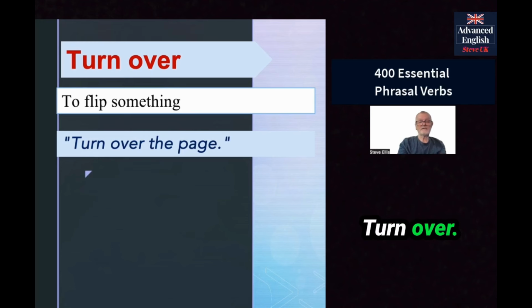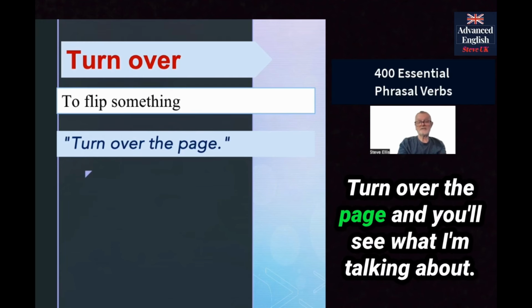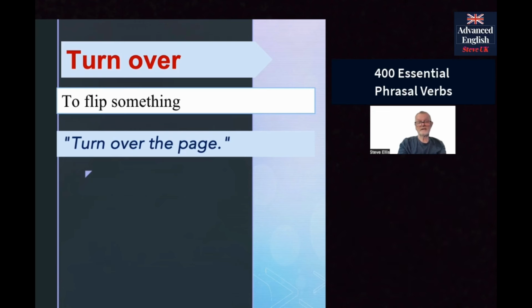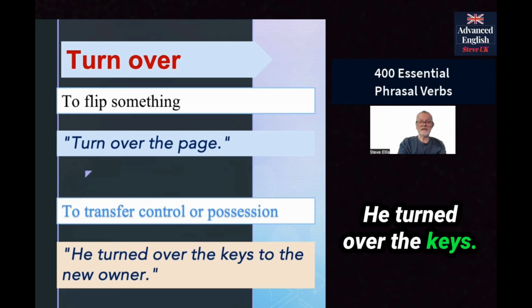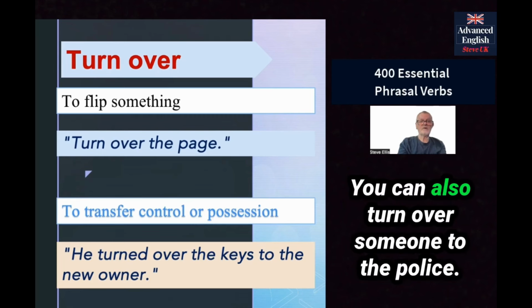Turn over. To flip something. Turn over the page and you'll see what I'm talking about. To transfer control or possession. He turned over the keys to the new owner. You can also turn over someone to the police.